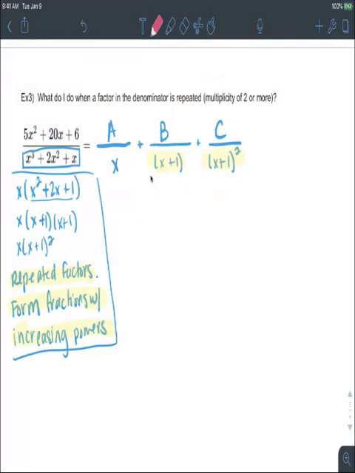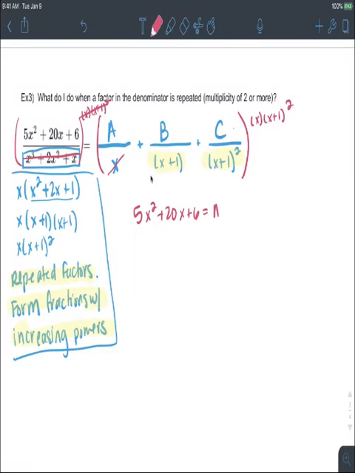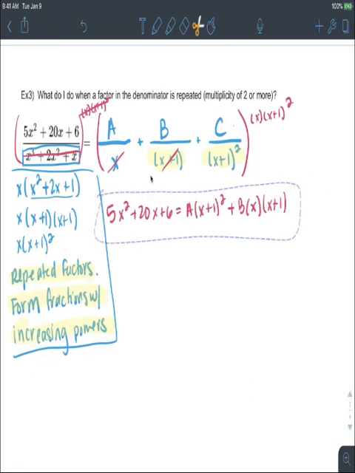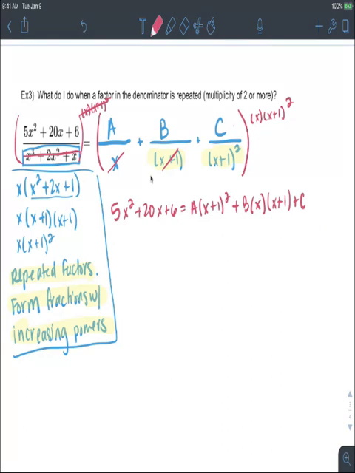Okay, so I'm going to go ahead and start with multiplying all of these things by x times x plus 1 squared. And then same with over here, x times x plus 1 squared. That cancels out our denominator, giving us 5x squared plus 20x plus 6 is equal to, the x will cancel, giving me a times x plus 1 squared plus b times, well, only one of those, the x didn't cancel, and only one factor cancels. And then I'm going to add my c. My x plus 1 squared will cancel, so just leaving me with a plain x.